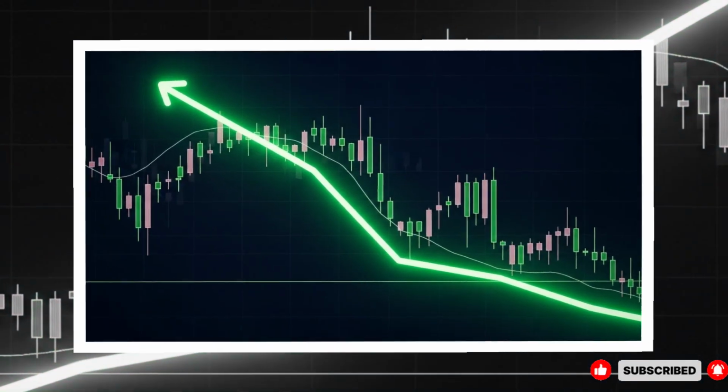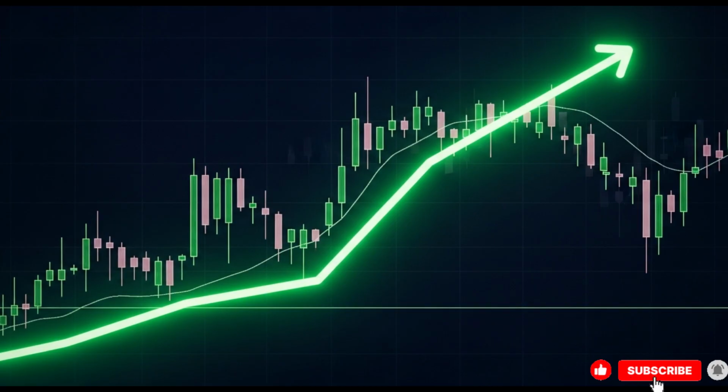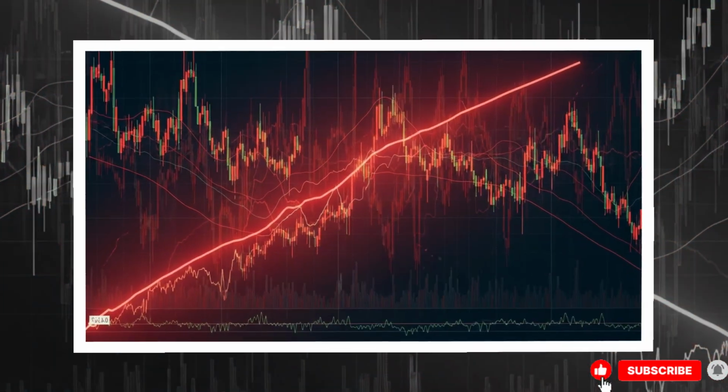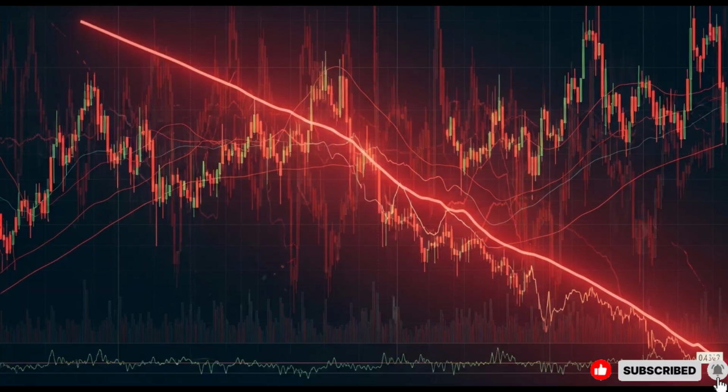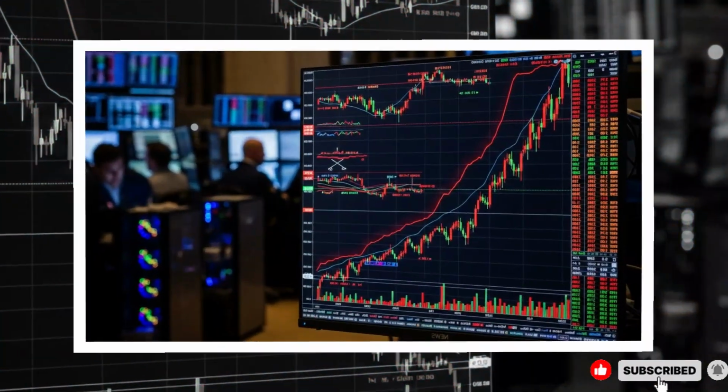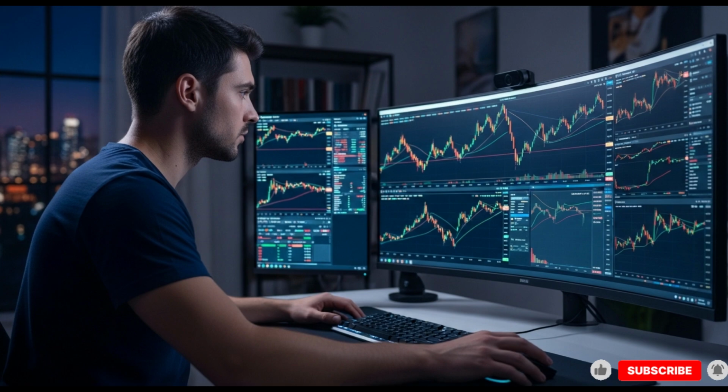The reason I start with a higher time frame is simple. I want a complete big picture view. From the far left of the chart all the way to the current price on the right, I want to understand the overall direction of the market. At the same time, I begin marking up my chart.